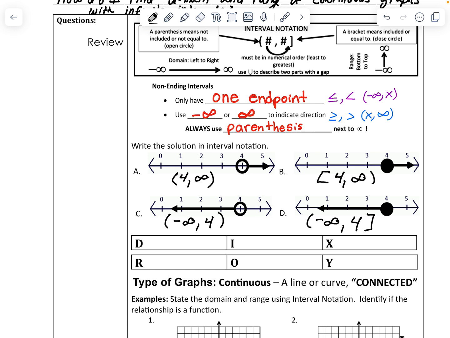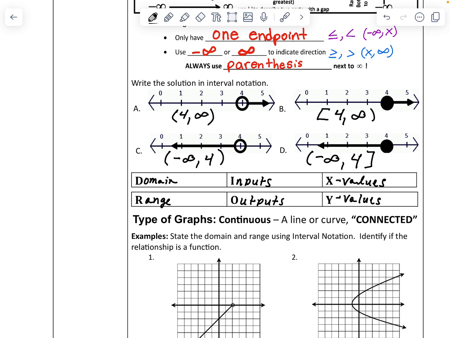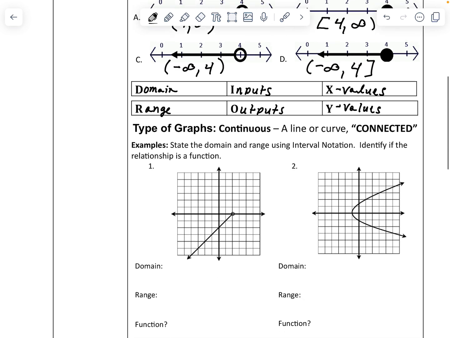So let's review this one more time. Remember, domain are your inputs or your x values. Range are your outputs or your y values. A line or curve connected, that's what a continuous graph is. Example: state the domain and range using interval notation. Identify if the relationship is a function.